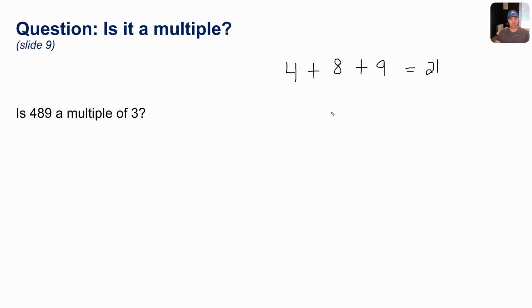Well, 21, that's much easier to see if that's a multiple of 3. In other words, you're basically asking, can you do 21 divided by 3? And 21 divided by 3 is equal to 7. Well, if I go the other way, 7 times 3 equals 21, right? So since 21 is a multiple of 3, this also makes 489 a multiple of 3.